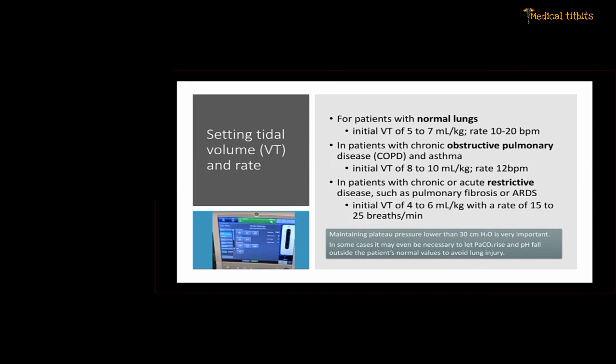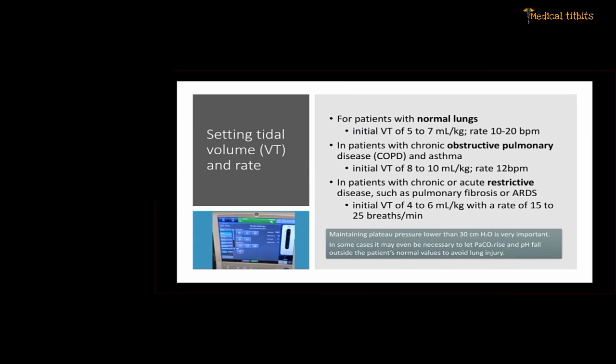Suppose you are dealing with chronic obstructive pulmonary disease or asthma, you can have an initial tidal volume of even 8 to 10 mLs per kg, but the rate should be less, somewhere around 10 to 12 breaths per minute. In patients with chronic or acute restrictive disease like pulmonary fibrosis or acute respiratory distress syndrome, you need to go for a further lower tidal volume of around 4 to 6 mLs per kg with a rate of 15 to 25 breaths per minute, depending on the case.